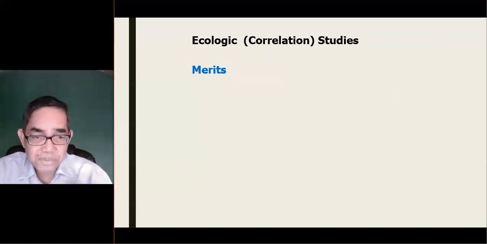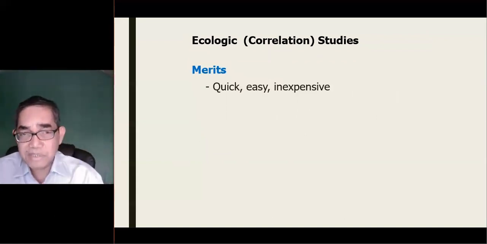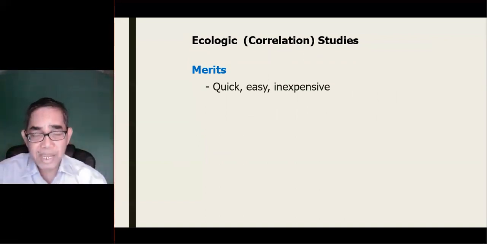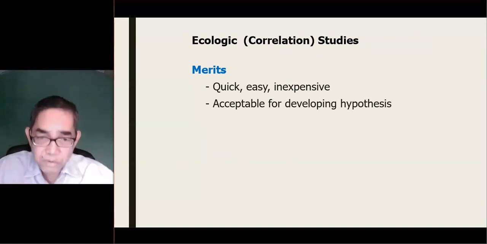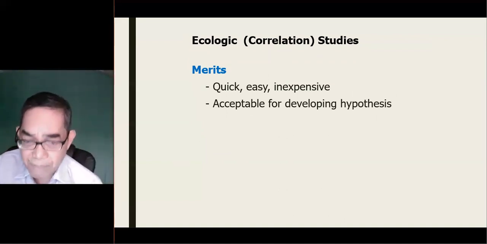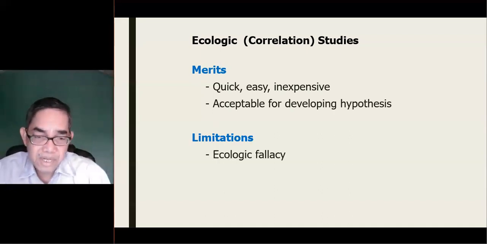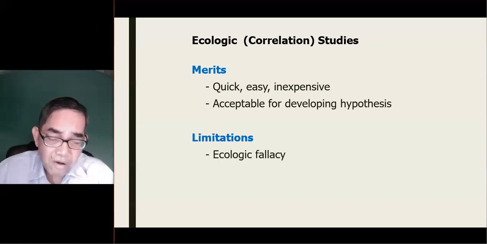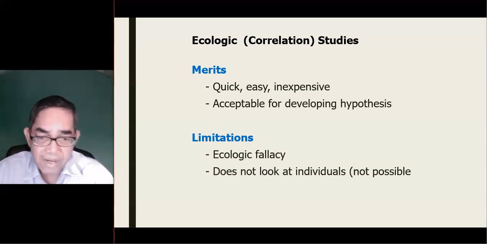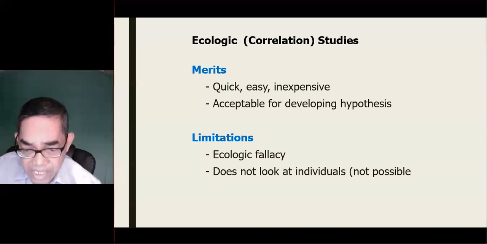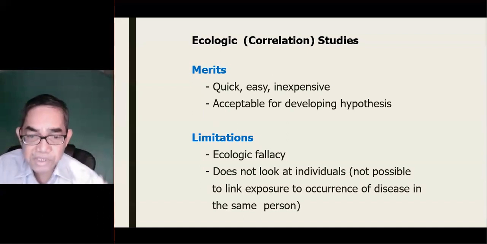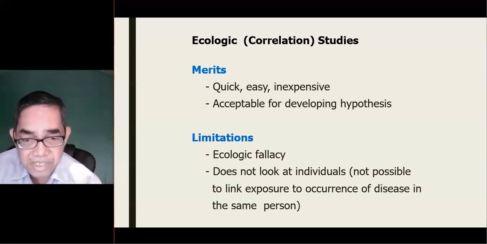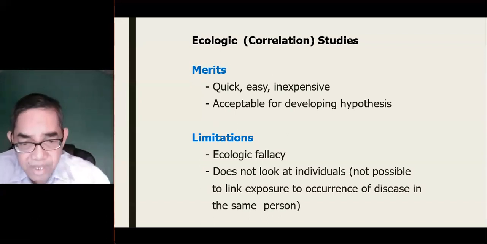Now, merits of an ecologic study: it's quick, easy, and inexpensive because the unit of measurement, as we said, is the whole population. You don't need individual patients to get information from. Then it can also be acceptable for generating hypotheses. Limitation: we have what we call the ecologic fallacy, which we will explain in a little while. It does not look at individuals, and therefore it is not possible to link the exposure to the occurrence of the disease in question in the same person. That's actually the ecologic fallacy.